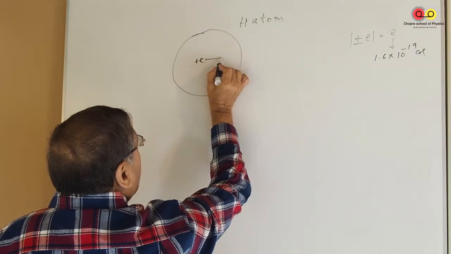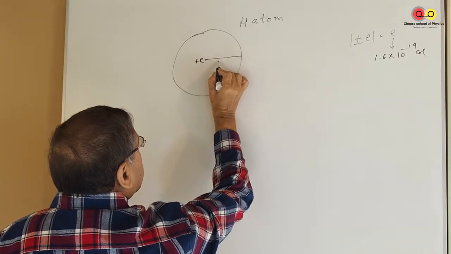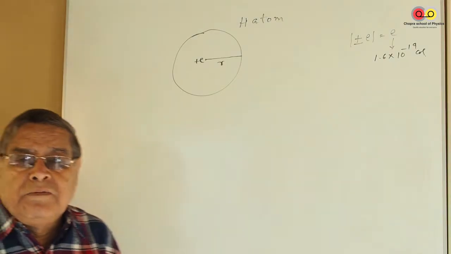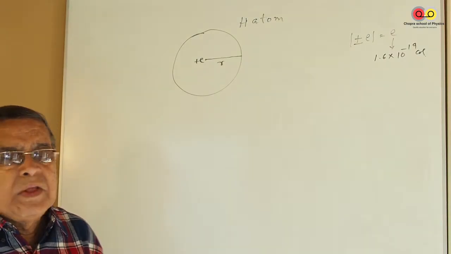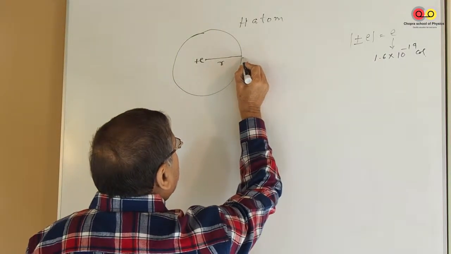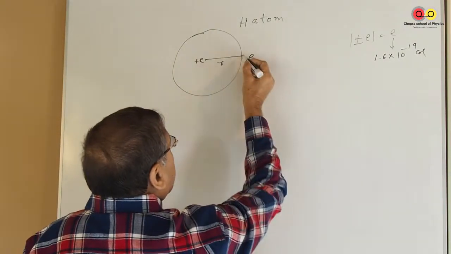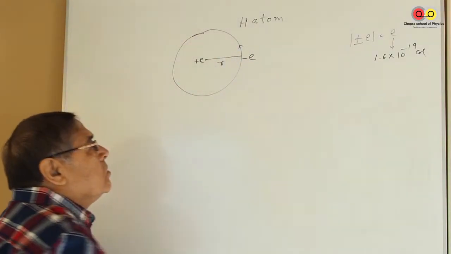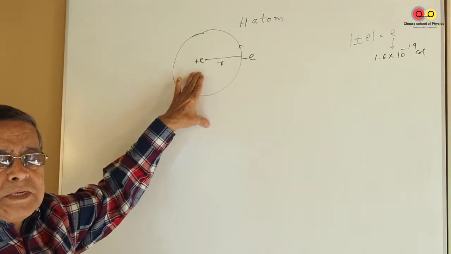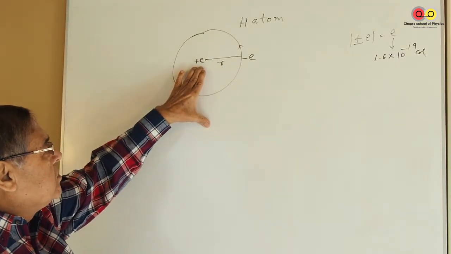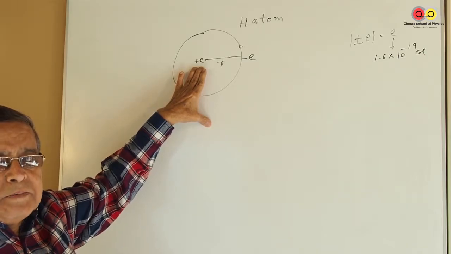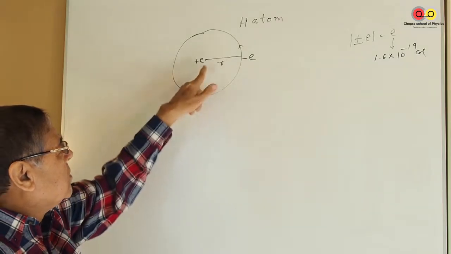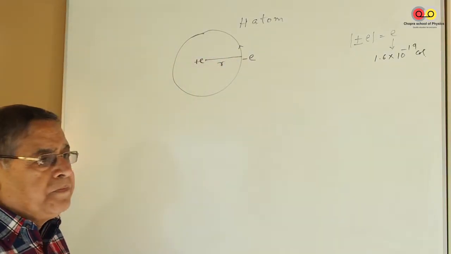The radius of the orbit is taken as R, and as we know, electrons revolve around the nucleus. So here there is an electron, and the electron is revolving around the nucleus. So our question is, there is a hydrogen atom, the central charge is +E, made up of proton. Electron is revolving around the nucleus. The radius of the orbit is R.